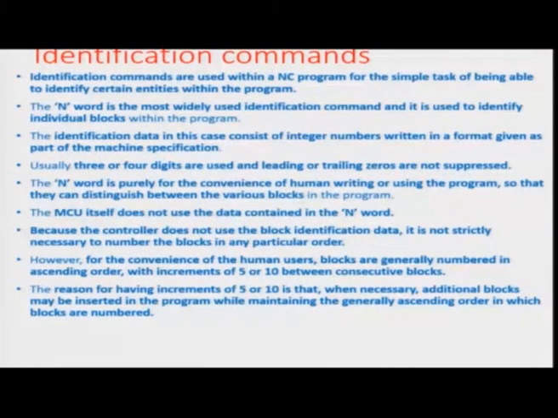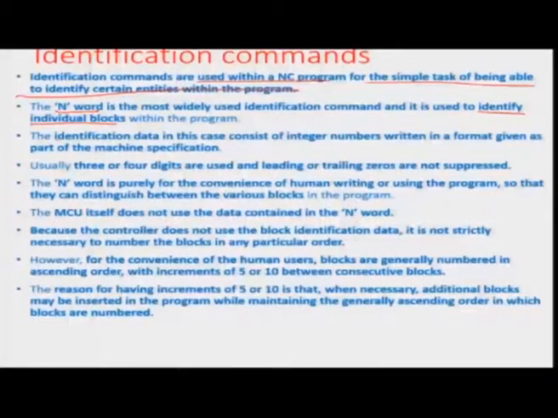Next in line come identification commands. These are used within an NC program for the simple task of being able to identify certain entities within the program. The most common identification command is the N word, which is used to identify the individual block or line along the whole description, which is called a program. So, you typically have values of N which leave gaps in between, so that you could insert, in an increasing sequence, as many modifications as possible to a certain set code, which has been drawn out once the program is frozen.